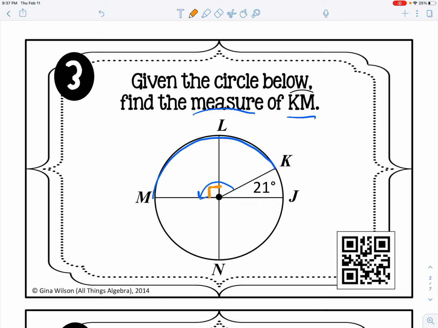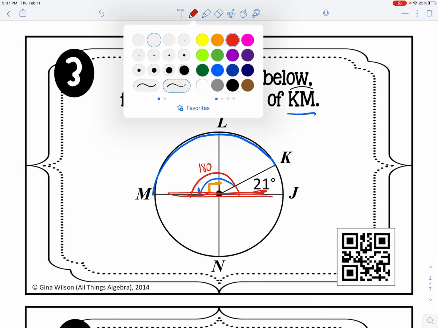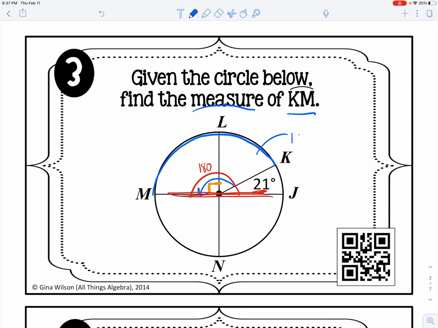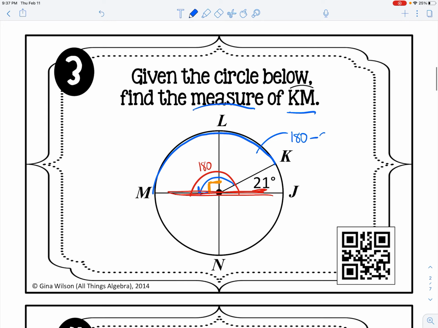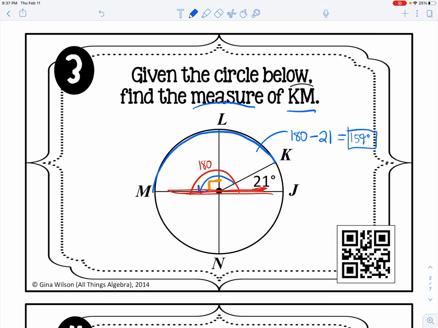Okay, so however you want to look at this, I always look for the 180 degrees. So if we look, we're looking for that blue angle. We know this whole thing, since it makes a straight line, is 180. So from there to there is 180. So basically the blue is that whole thing except for this little 21 degrees. So like the one before, we can do 180 minus what we don't need, so the 21. And if we do that, we're going to get 159. Okay, and that would be the measure of arc KM.